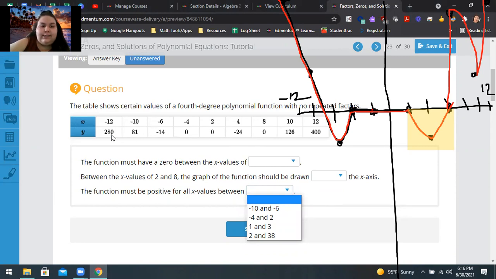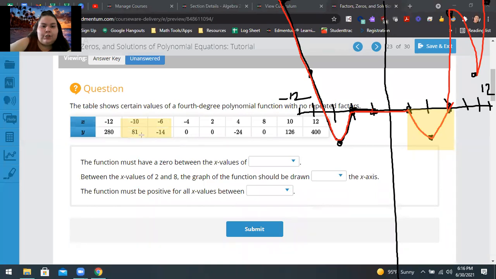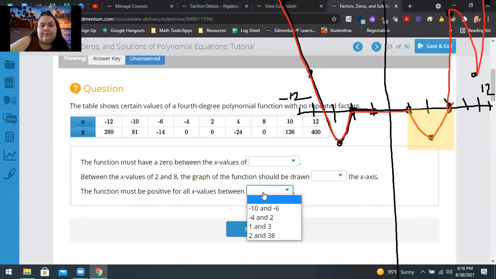So again, if you look at the table, the first interval is from negative 10 to negative 6. Look at your y values to make sure it's between positive numbers. Here we go from 81 all the way to negative 14. Because we did that drop and we crossed through 0, this one does not work. Then we keep on checking. Again, it should only be for positives. Negative 4 to 2, we're at zeros. And then 1 to 3 and so on. You'll go ahead and take a look at that.